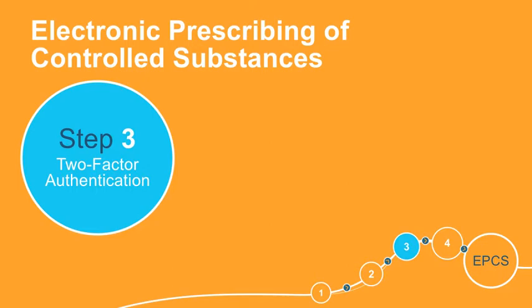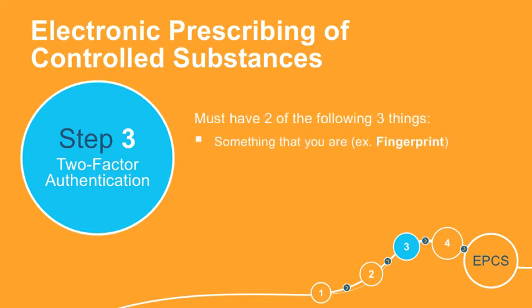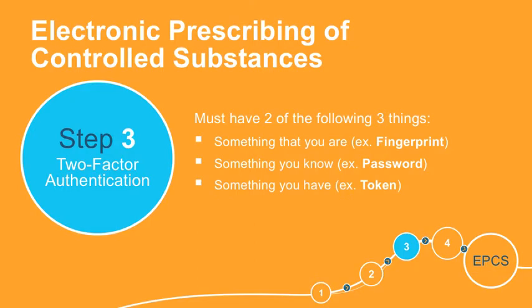2-factor authentication is 2 of the following 3 things. 1, something that you are, such as a fingerprint. 2, something you know, such as a password. Or 3, something you have, such as a token. At the University of Michigan, we first looked at 2-factor authentication solutions that we had already deployed. The first one we looked at was a tap-and-go type solution. The hardware, unfortunately, the card and the card reader, did not meet the DEA EPCS requirements.